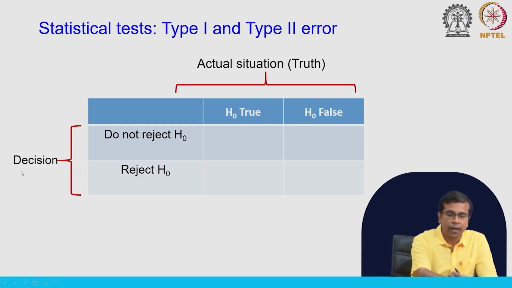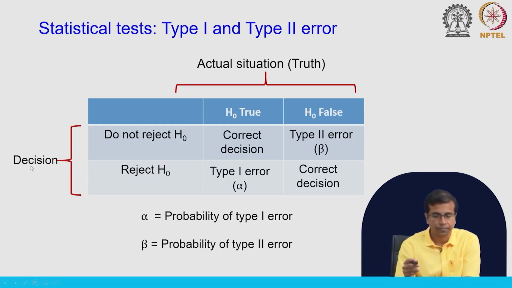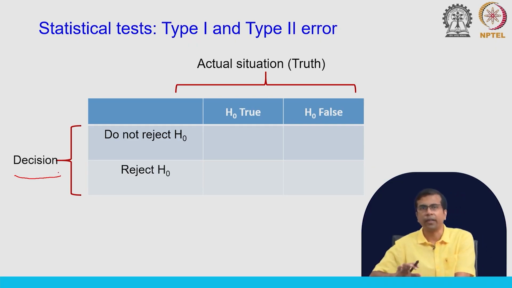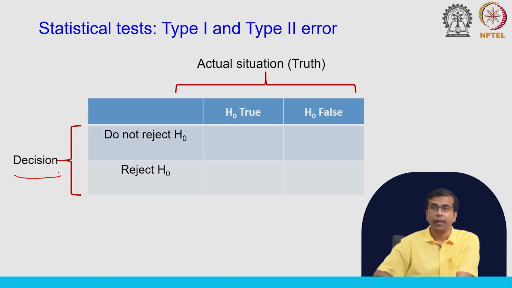On the left side we have something called the decision. This is the outcome from the statistical test, whatever test you are doing, whether it is Wald test or t-test or some other test. This is the decision based on the p value of the statistical test. If the p value is below a certain threshold, let us say 0.05, we reject the null hypothesis, and if the p value is greater than or equal to 0.05, we do not reject the null hypothesis. That is the decision we make based on the p value.